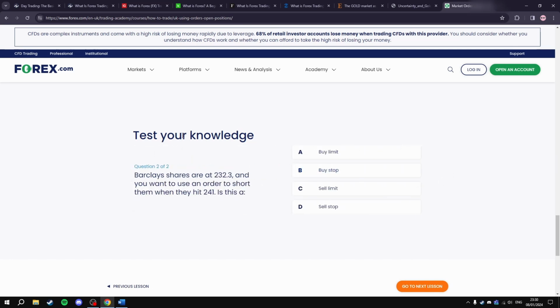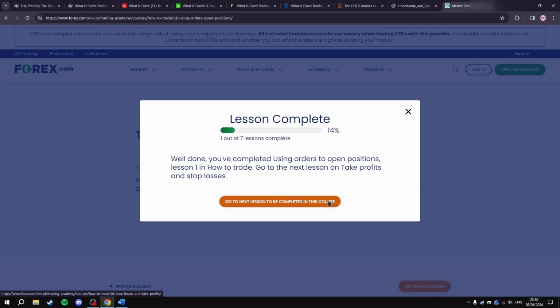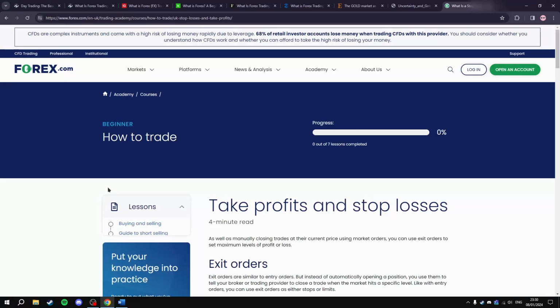Barclays shares at 232.3 and you want to use an order to short them when it hits 241. This is a sell and sell limit. Boom.